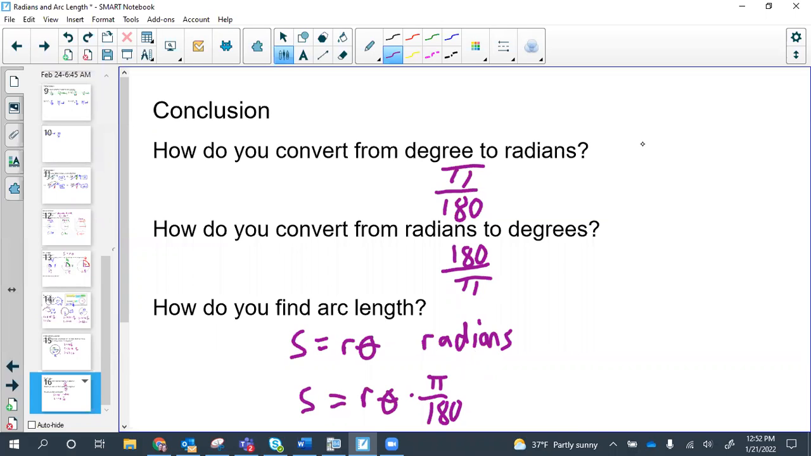So I'm going to see you again on Monday. What I need you to do is do the radian and arc length assignment. And if you didn't do the special right triangles, you also need to get that done so you don't fall behind. Okay. I'm going to pause here.